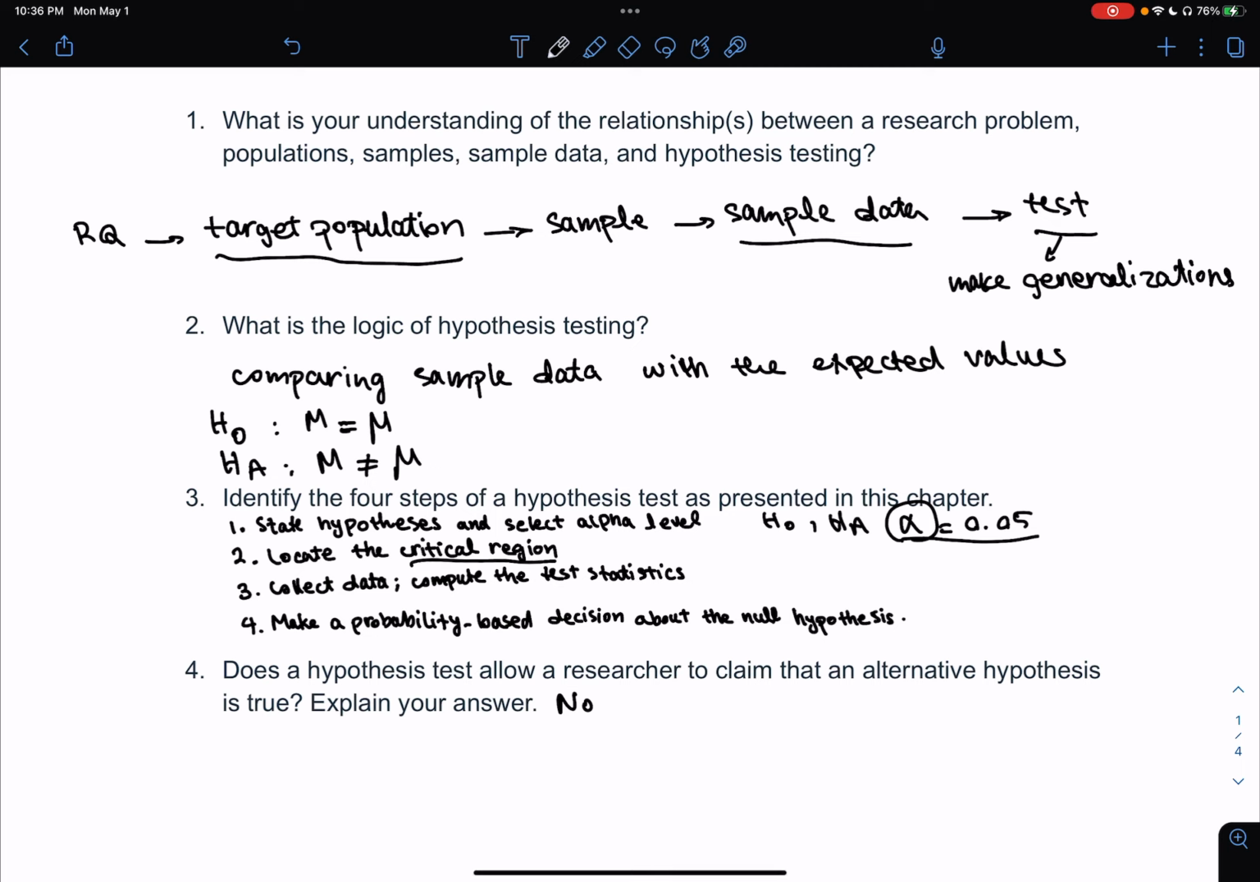You collect the data and then compute the test statistics. And then based on that statistic, you make that probability-based decision about whether the null hypothesis is true or you want to reject that null.